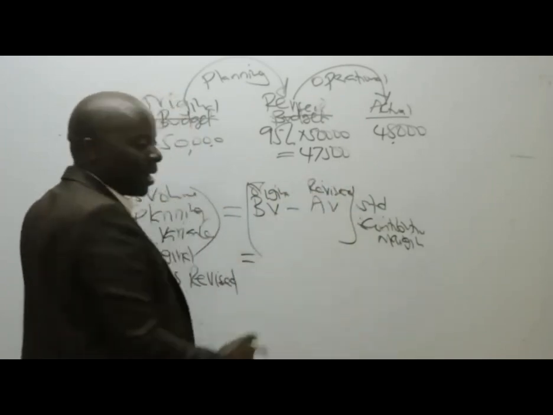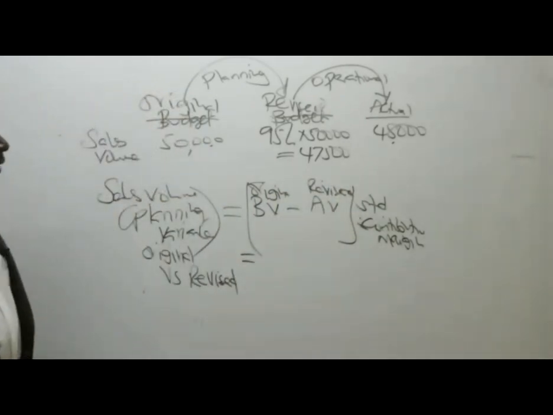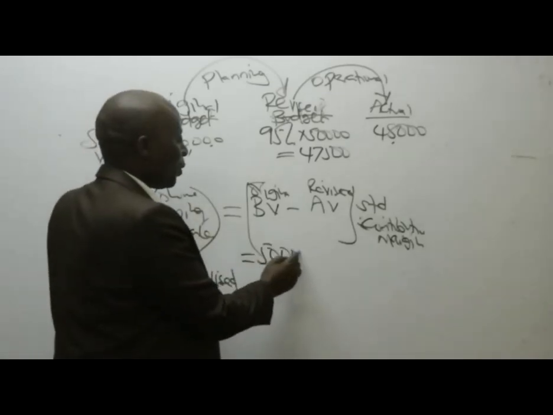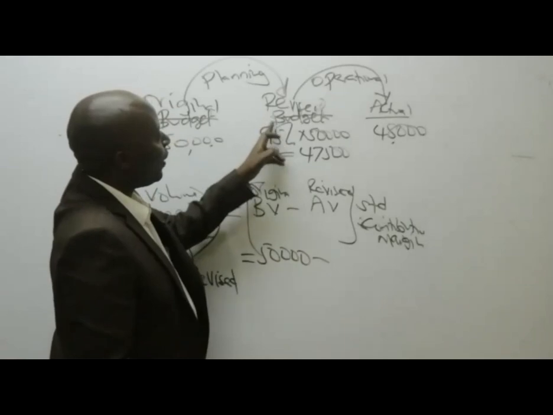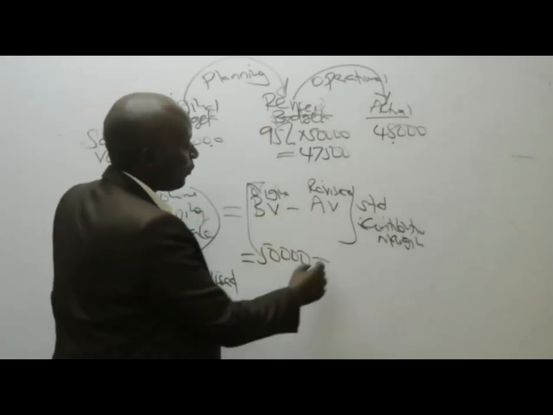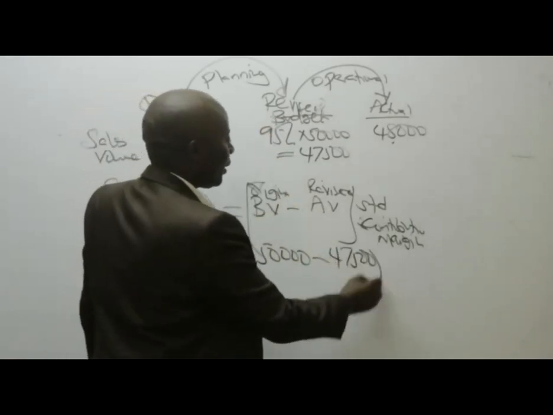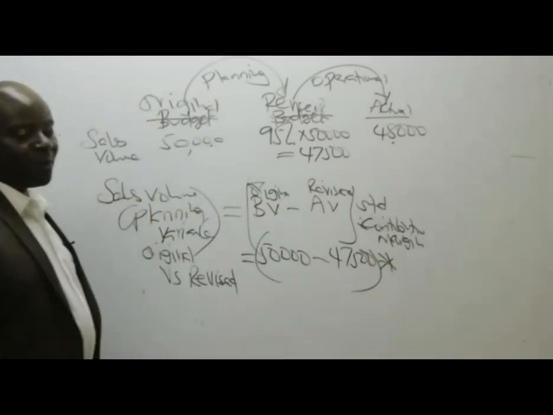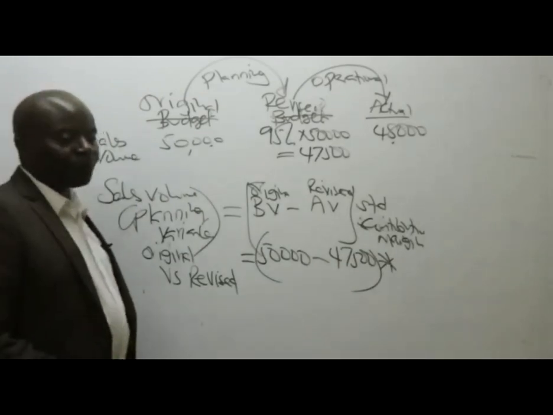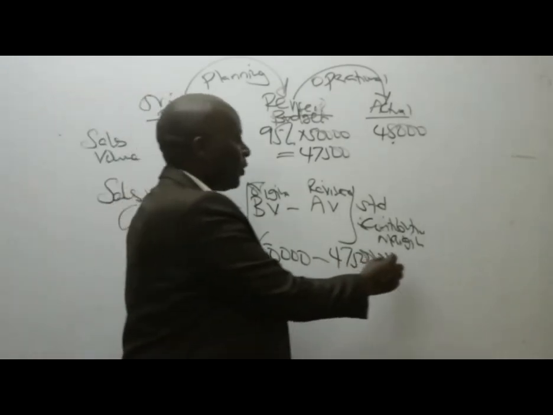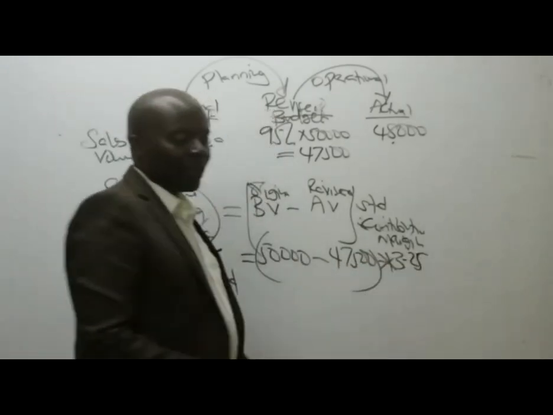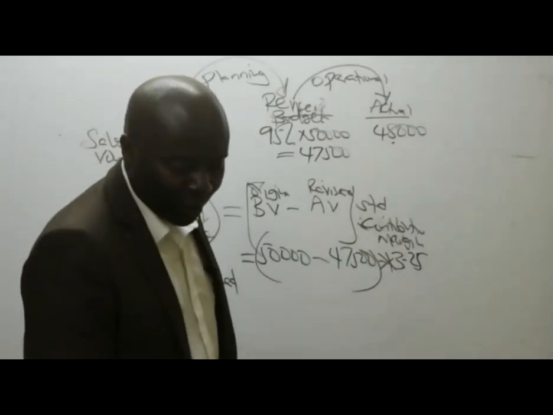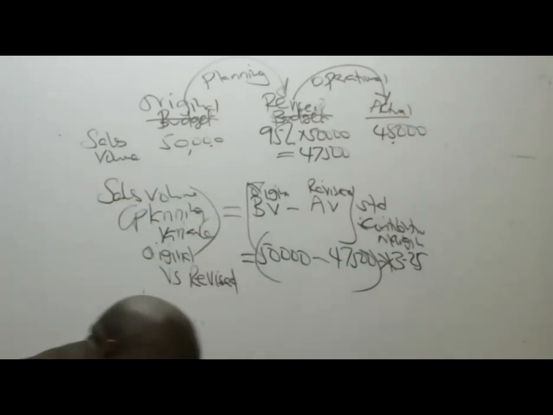So abracadabra, what do we have here, somebody? Are you able to see the original budget? 50,000 minus the revised, 47,500. Thank you very much. Multiplied by the standard contribution per unit. Are you able to remember the standard contribution per unit? 3.25. Thank you very much. So then at the end of the day, what shall we be getting?